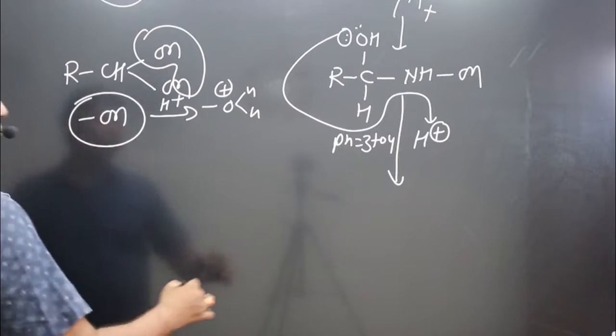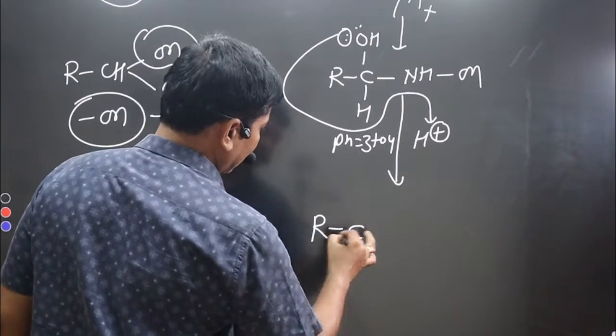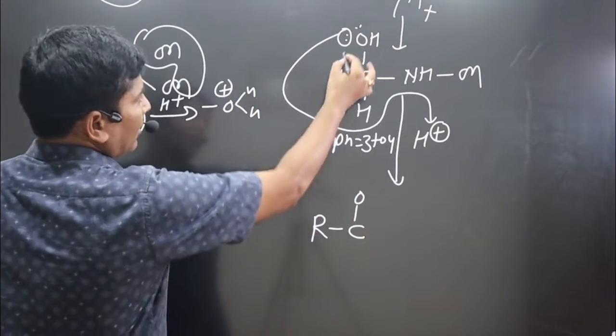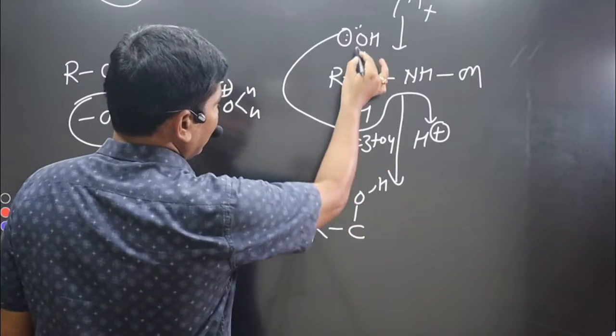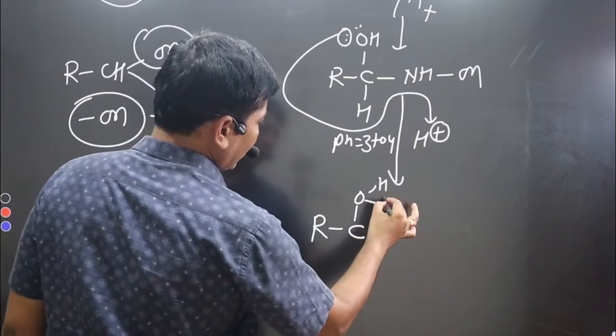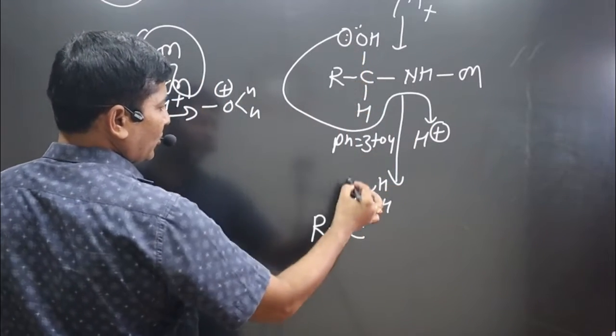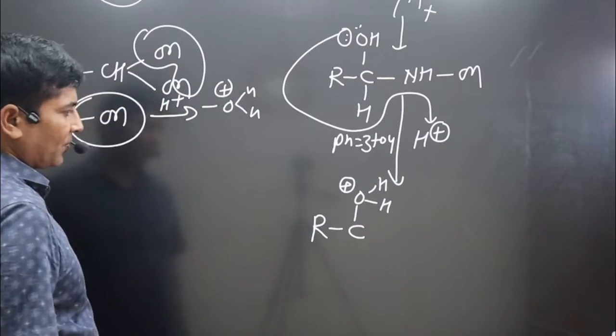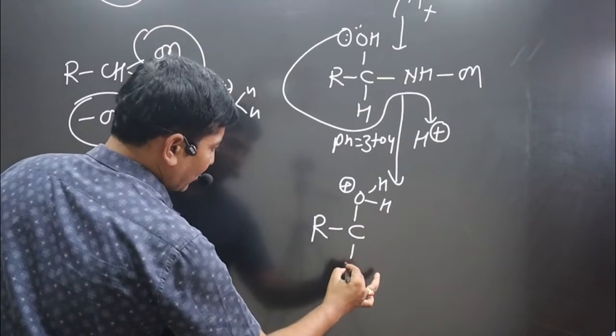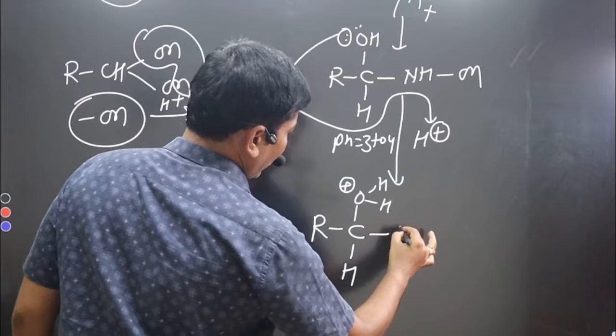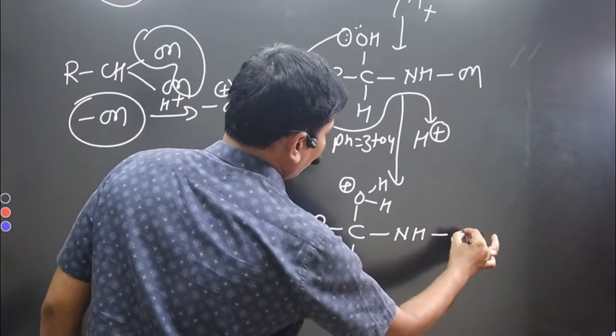You can see we have R and C, and this is oxygen. One hydrogen is already there, but it is forming another bond with the next hydrogen, and since it is losing electron density, it will carry positive charge. To this carbon, one hydrogen is also attached. Now next, we have NH and we have OH.